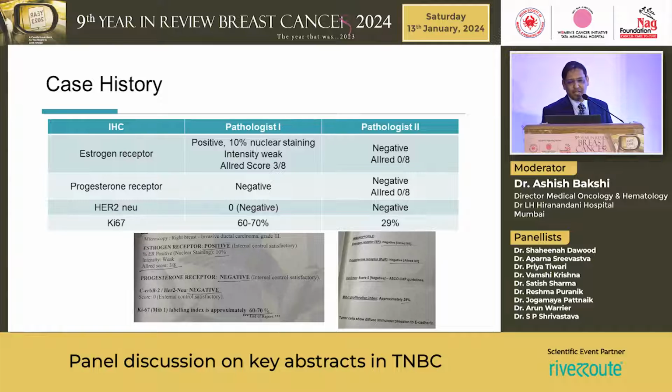So this was ER positive, 10% nuclear staining, intensity was weak, and Allred score was 3/8. PR was negative, HER2/neu was negative, Ki67 was reported at 60 to 70%. The same pathology report was reviewed by another pathologist who reported this as triple negative and Ki67 of 29%. And as you can see from the report, the internal controls were satisfactory for ER and PR. For HER2/neu, the external controls were also satisfactory.